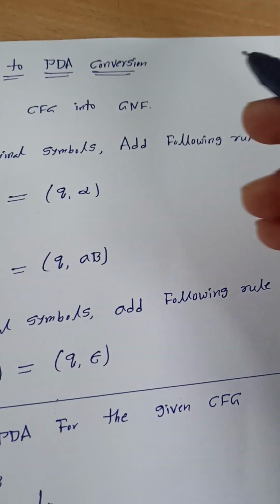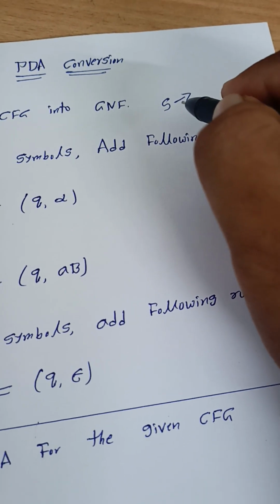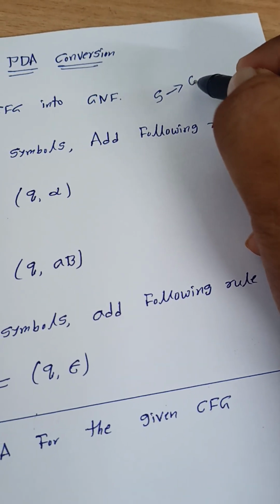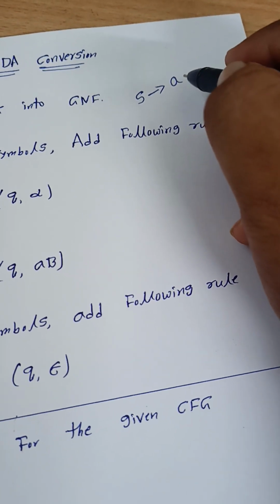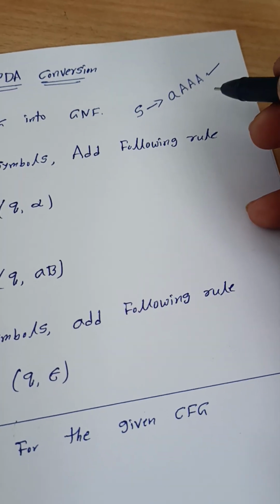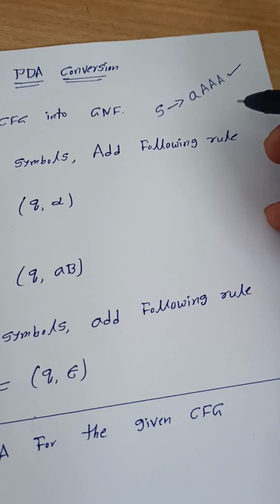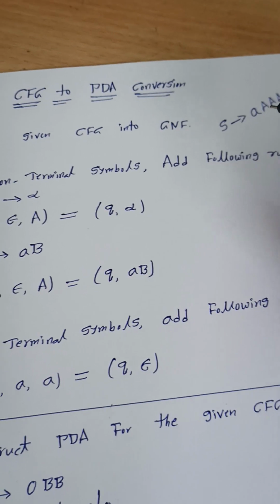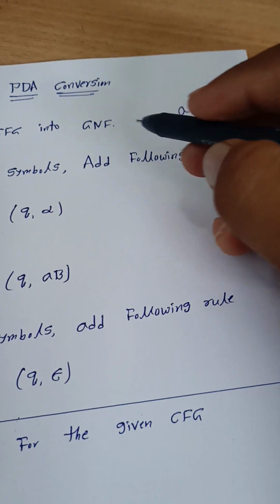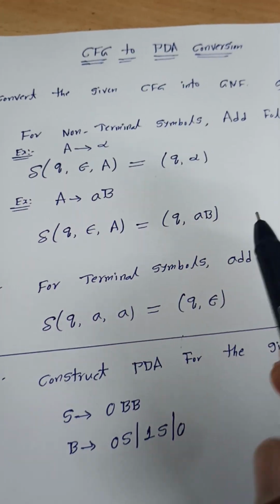So GNF means the left side of the production rule is any variable. In the right side, it starts with a terminal. After the terminal, any number of variables is accepted. That is GNF. Already we know the GNF format. So our aim is to convert the CFG to PDA. First we will convert the given grammar into Greibach normal form. Okay. Next, we will follow two rules.